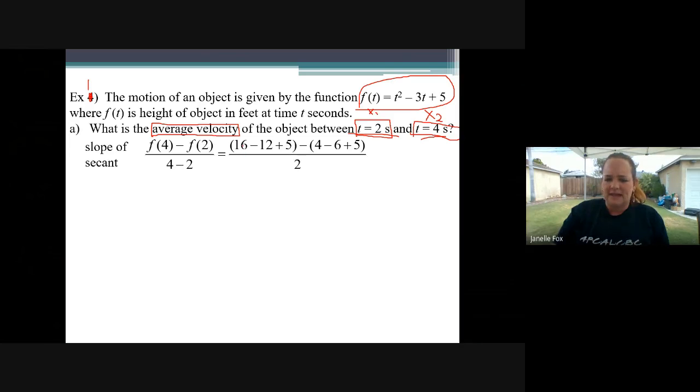So let's go ahead. Let's see. 16 minus 12 is 4. 4 plus 5 is 9. Then we would minus over here. This would be a 9 take away a 3. 9 take away 3 is 6. 6 divided by 2 is 3.